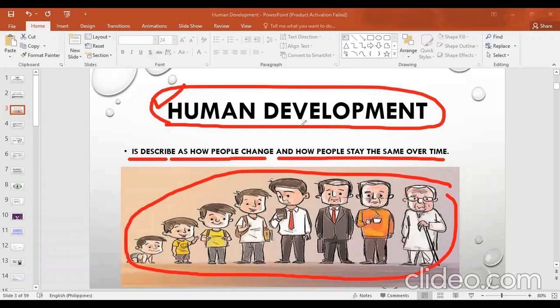So human development can be both positive and negative. It can be positive kapag may growth, just like this one. And it can be negative kapag nag-stop or na-decline. So let us proceed with this one.